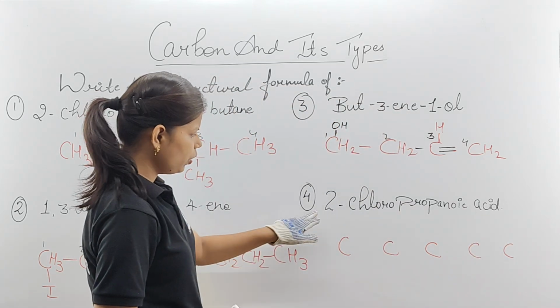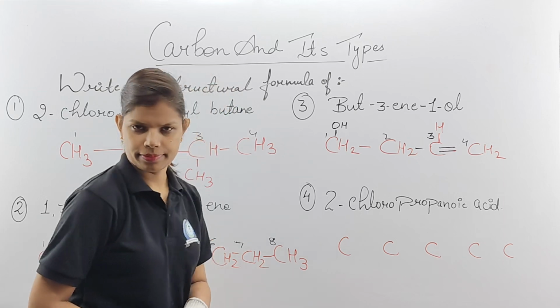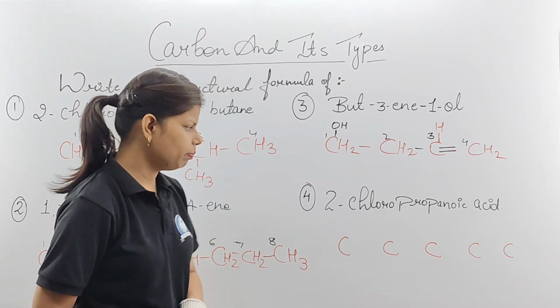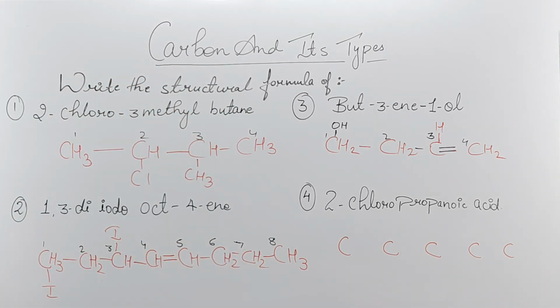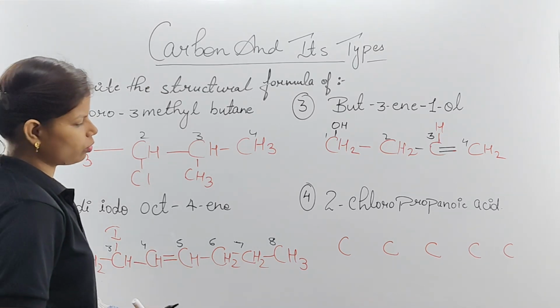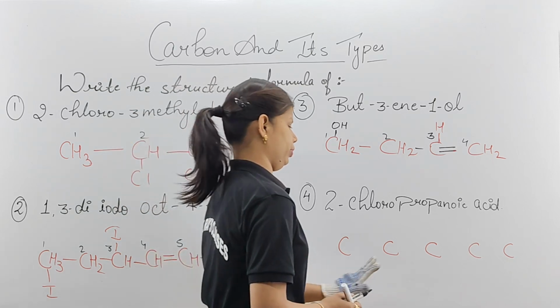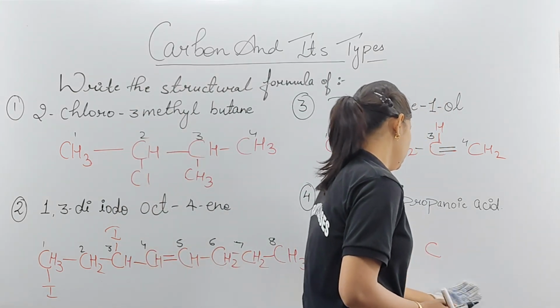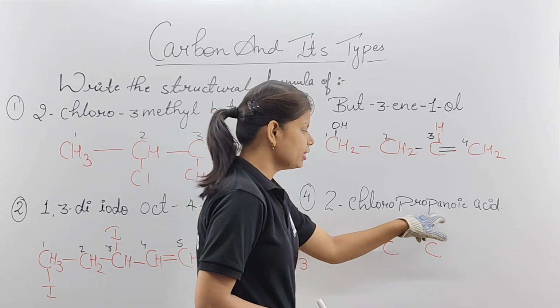Clear? Now you can see at 2, what is there? At second place, sorry, propane: eth, meth, prop. We are having only 3. Pentane means 5. Eth, meth, prop means we are having 3 carbon atoms.